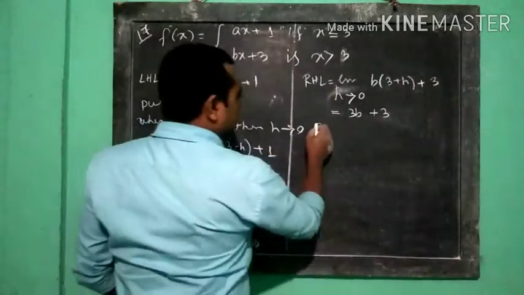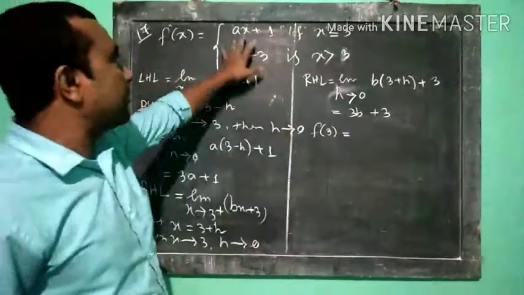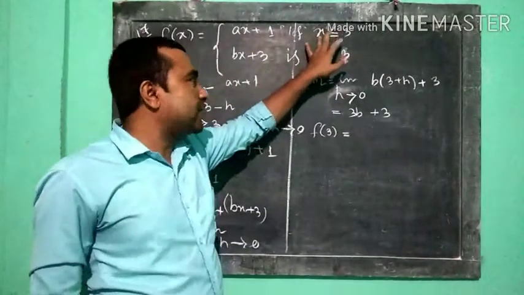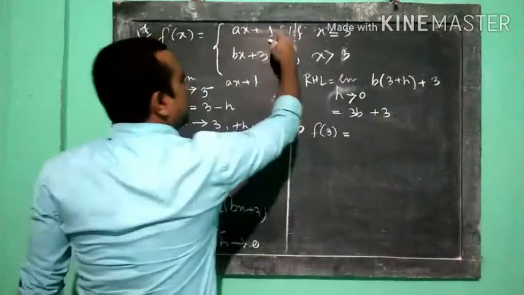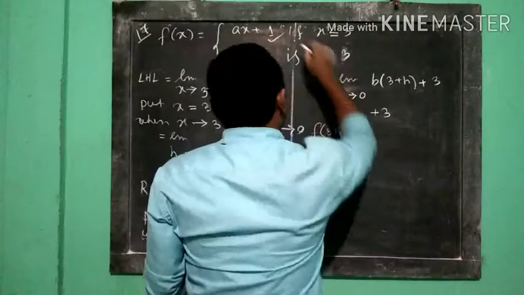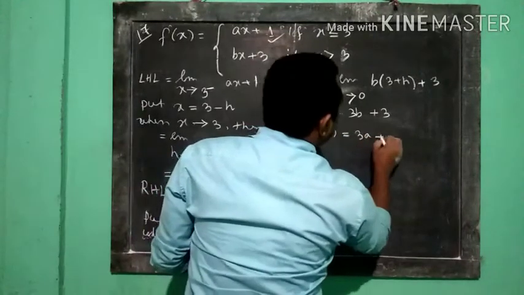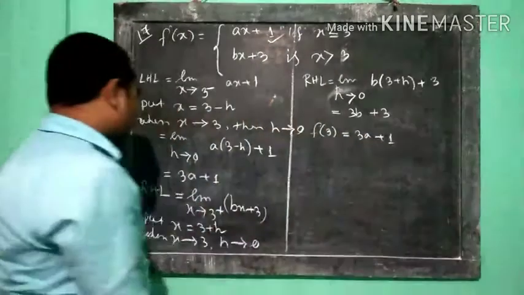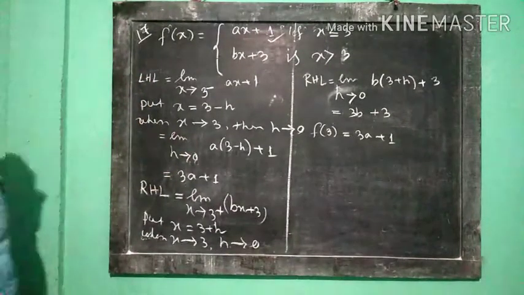Again, f of 3 takes the value of this. Why? Because it is given here that if x is less than or equal to 3, then it takes this value. So in x we write 3, and this is 3a plus 1. So we have the left hand limit, the right hand limit and f of 3.